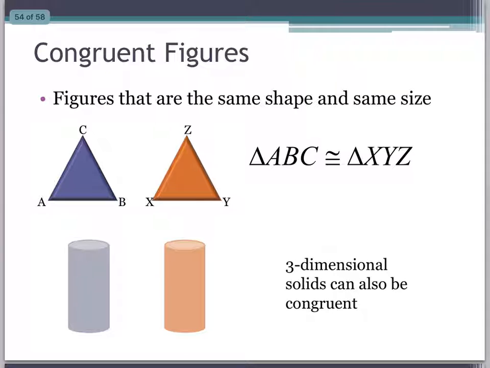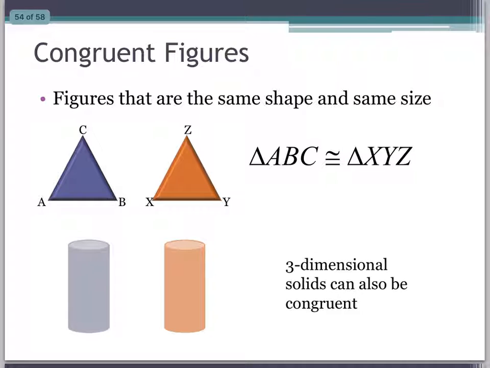First term is congruent figures. This is a really short section, some really short stuff. First off, it's figures that are the same shape and same size. So that's kind of important. Again, notice congruent, we know that means equal, because from our other vocab, same shape and same size.